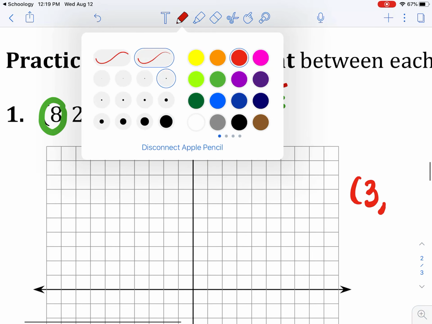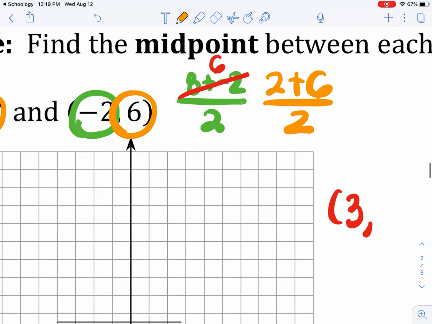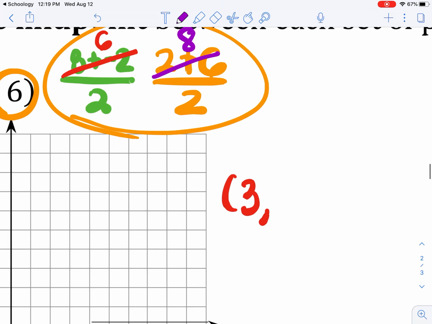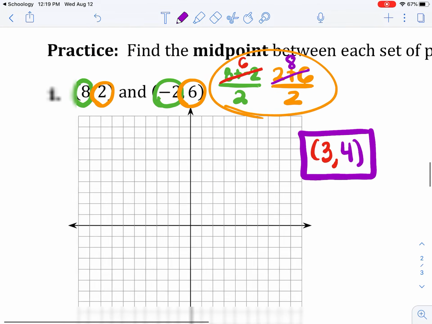Okay, now I'm going to do the same thing with y's. 2 plus 6 divided by 2. Make sure you're showing this work here, okay? Because once again, if you make a mistake, I need to know what you did wrong. 2 plus 6 is 8. 8 divided by 2 is 4. So the midpoint, make sure you're writing it as a point because it is a point, is 3, 4.